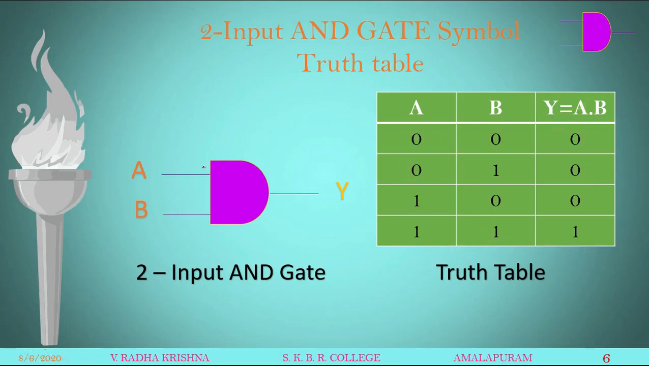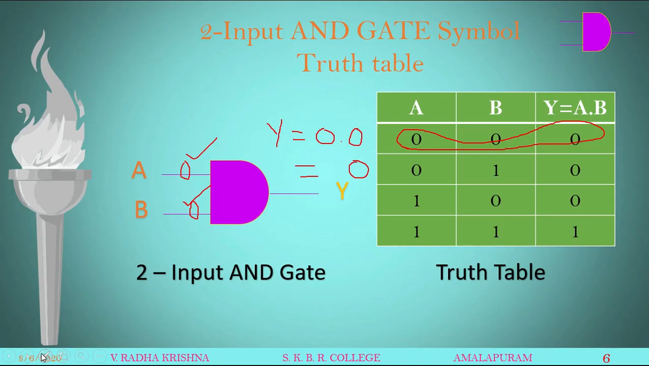First, take A = 0 and B = 0. Then the output of the AND gate is Y equal to the product of the inputs. Here the inputs are 0 and 0. Hence the output is the multiplication of 0 and 0, that is 0. Hence the output of the AND gate is 0 for A = 0 and B = 0. Hence the first entry is verified.